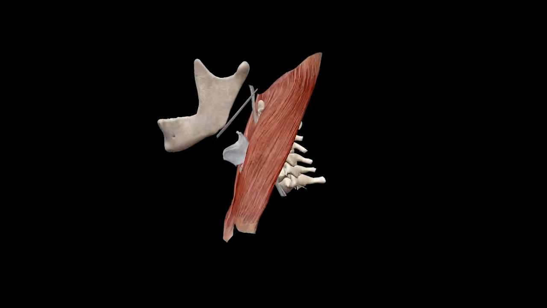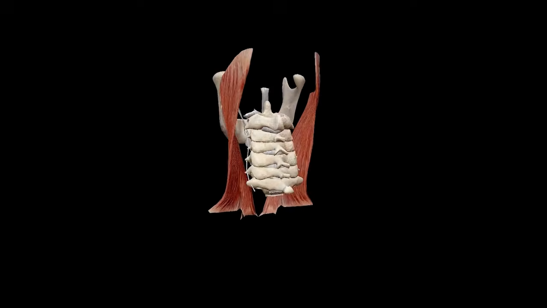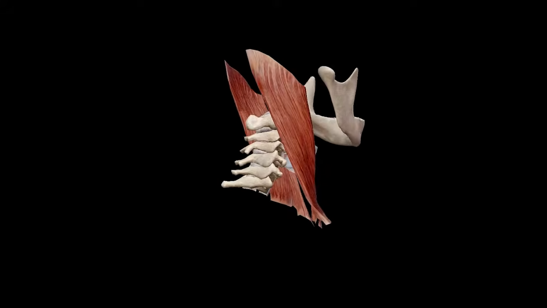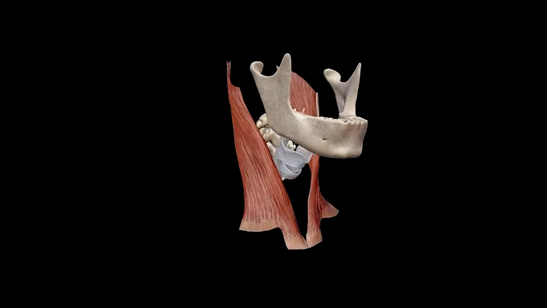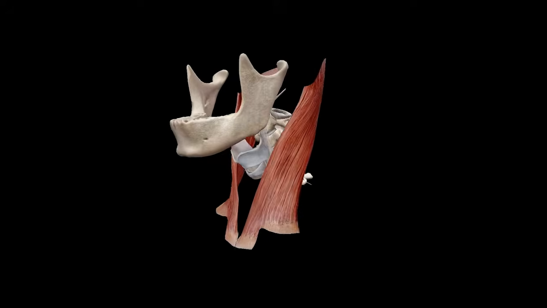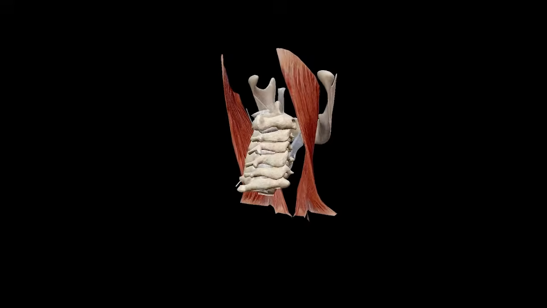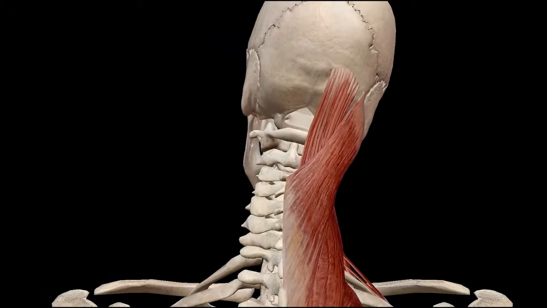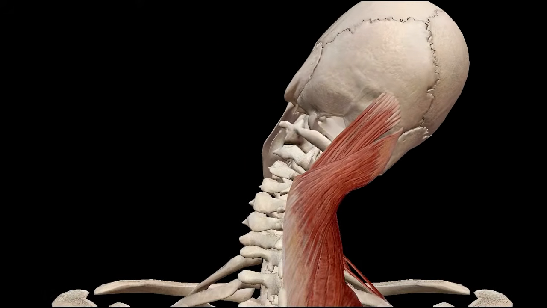Sternocleidomastoid. This muscle is one of the primary muscles involved in lateral flexion of the neck. It is located on each side of the neck and originates from the sternum and clavicle and inserts into the mastoid process of the temporal bone. When contracted on one side, it tilts the head towards that side.